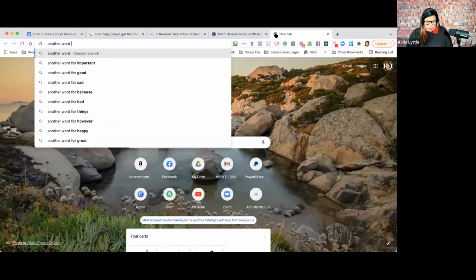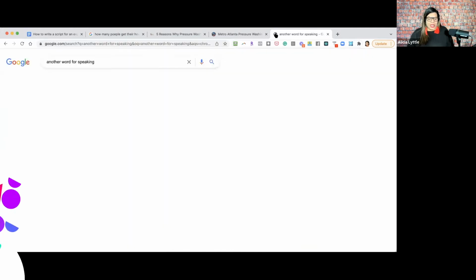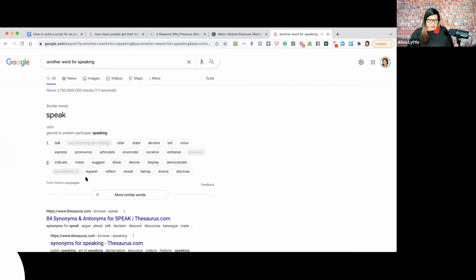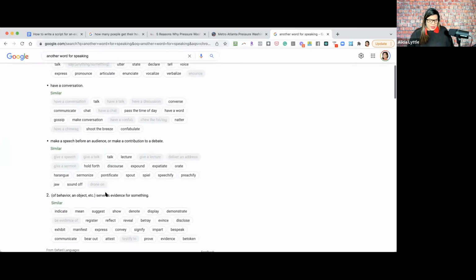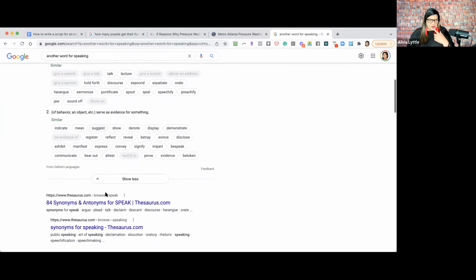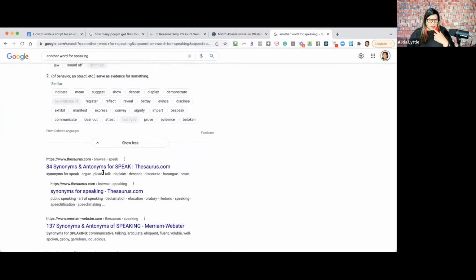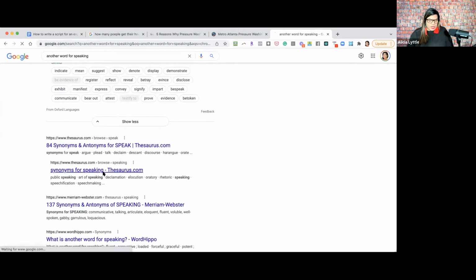Speaking of dust and mildew. So how do I change that? Because I love it so much, I'm having a hard time changing it. So I'm going to go to Google, another word for speaking. What did I say about Google again? Google is your friend. Let's see. Suggesting, revealing, synonyms for speaking. I'm just trying to think of another word to use.